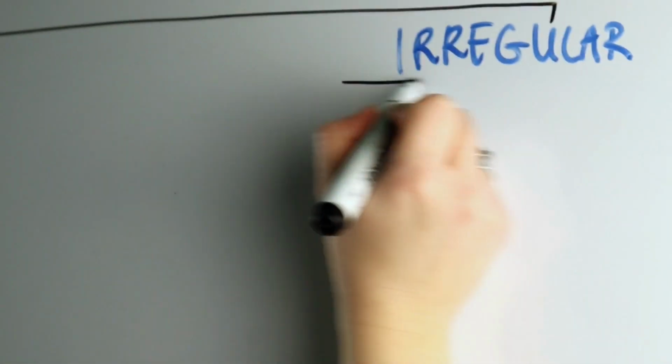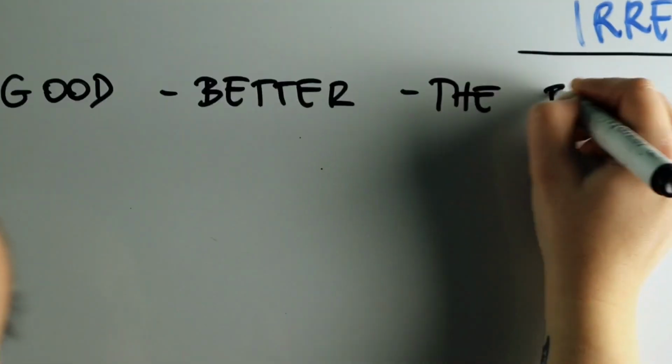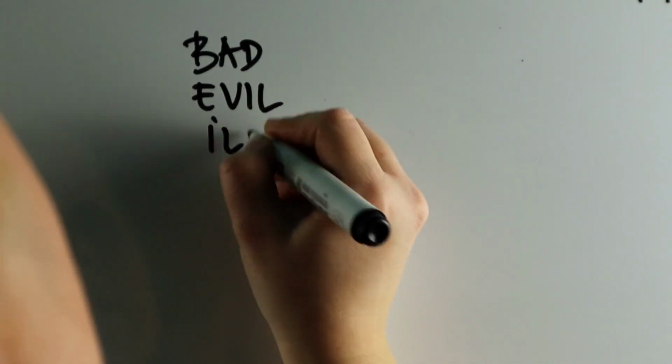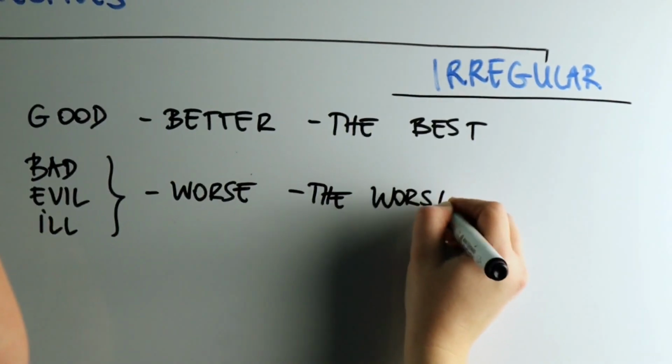When we are talking about irregular comparison of adjectives, there are basically 11 adjectives which have irregular forms. And of course, some of the most used ones are precisely those. The first one, which is irregular, is the adjective good. Comparative and superlative forms are better, the best. Then we have a triplet. We have three adjectives which have the same comparative and superlative forms, and those would be the adjectives bad, evil, and ill. All three of them, as a comparative form, have the form worse, and as a superlative one, they use the form the worst.